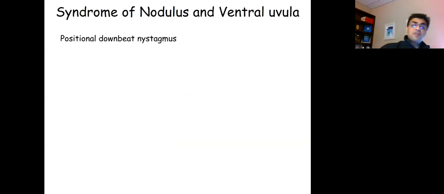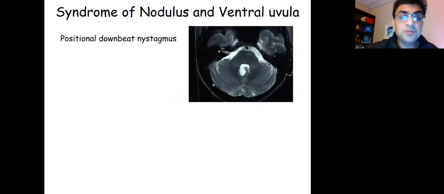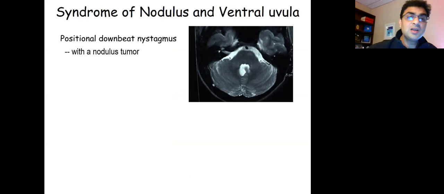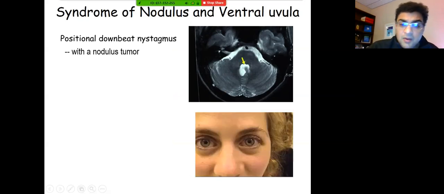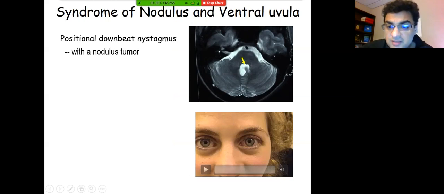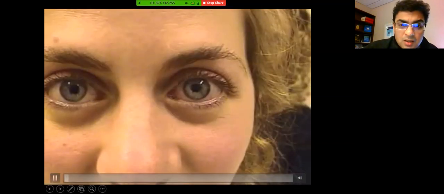Syndrome of nodulus and ventral uvula, which is very near and dear to my heart. These people get positional downbeat nystagmus. So this patient had a nodulus tumor. And what you see here, this is one of Dave Z's patients. Okay, let's do it.